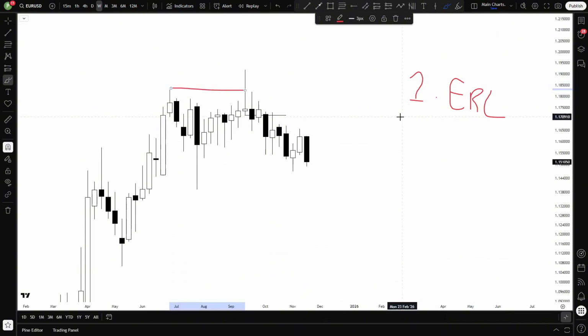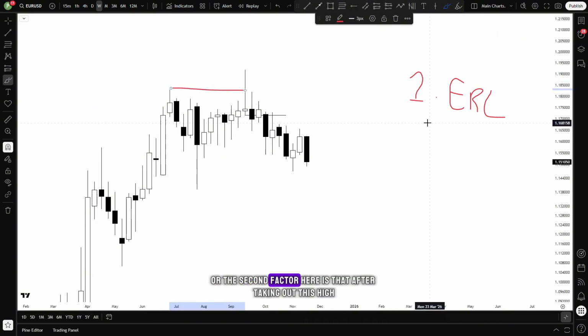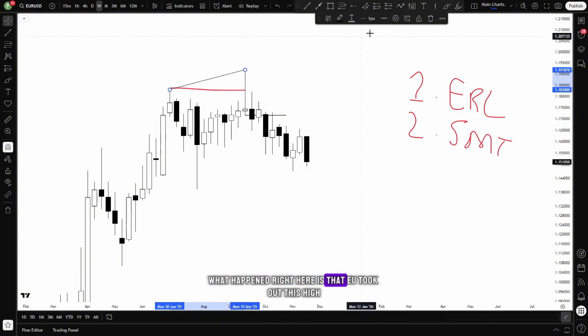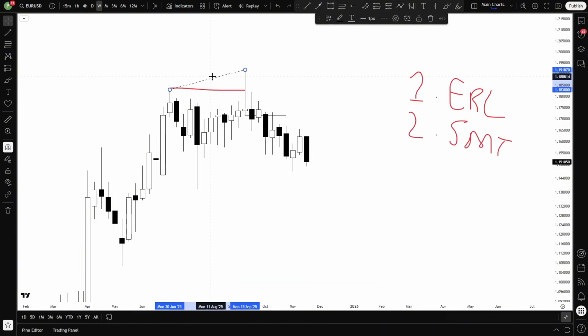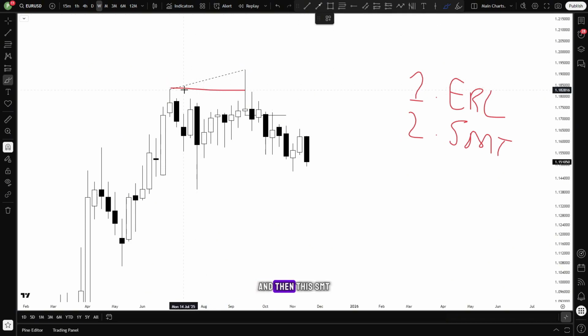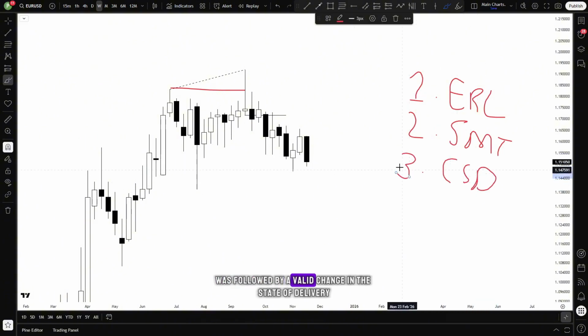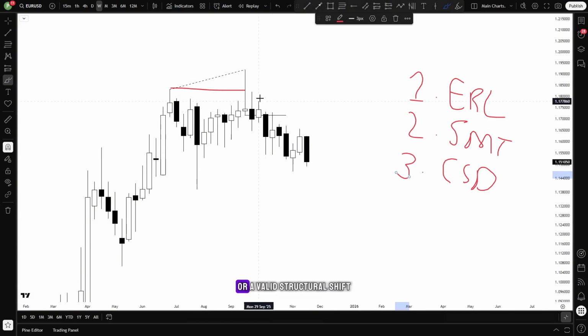The second factor here is that after taking out this high, we had a major SMT divergence with GU. What happened right here is that EU took out this high, whereas GU failed to do so, and that led to this non-symmetrical price action. And then this SMT was followed by a valid change in the state of delivery, or a valid structural shift.